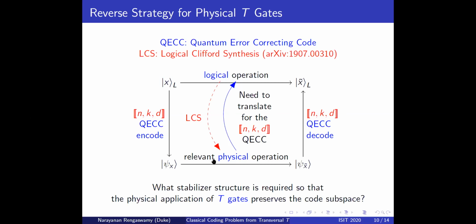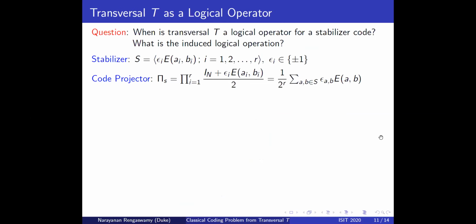If we apply physical T-gates in the hope of realizing, say, a logical non-Clifford gate, then how should I design my code such that the T-gates map code states to code states? That's the question we are going to answer. So let's just set up this formally. When is transversal T a logical operator? An equivalent question is, when does transversal T preserve the code space?